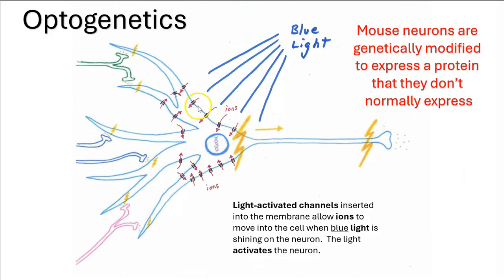So here we have a mouse neuron that was genetically modified to express a protein that they don't normally express. And we can see what these special protein channels are. Well, they're like other protein channels that allow charged particles called ions into the cell, and that has the effect of activating the neuron. But they only open up when exposed to blue light. So when blue light is shining on these protein channels, they open up and allow charged particles called ions into the neuron, and that's what triggers it to generate its output signal. So these are light-activated channels, and they get opened up when blue light is shining on them.